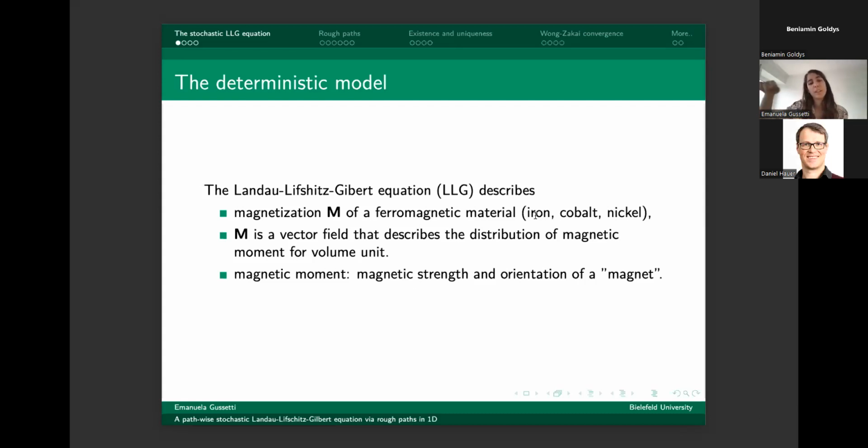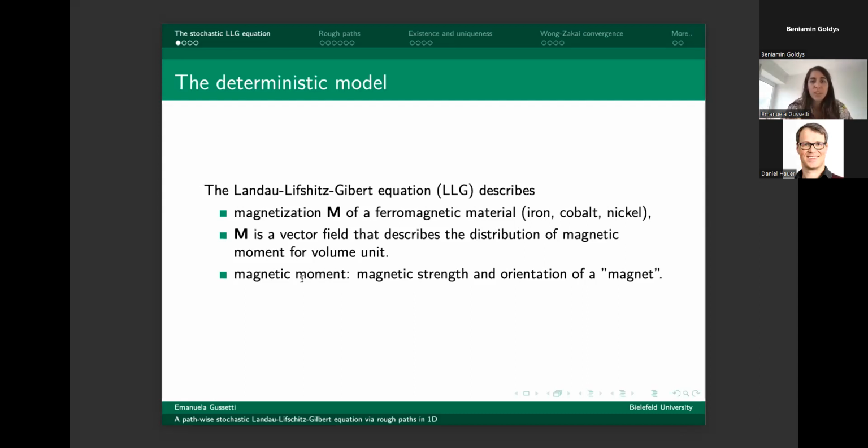Then we can look at the flow of electrons from one atom to the other, and this is also generating a magnetic field. And at the microscopic level, the electrons themselves are generating some magnetic phenomena. And all of these phenomena, macroscopic, mesoscopic, and microscopic, are included in the magnetization.